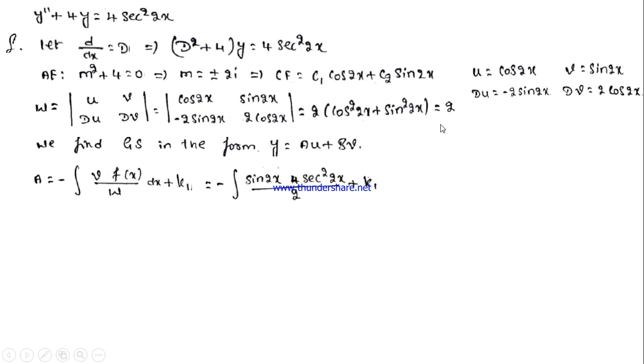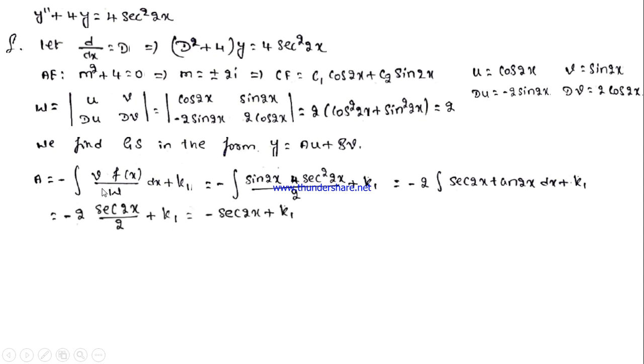Write the formula for a, substitute v, that is sin 2x, f of x is 4 secant square 2x, divide by w is 2 dx plus k1, and you can note 1 secant is written as 1 by cos into sin becomes tan, 1 secant is kept as it is. This is secant 2x into tan 2x. Integration of this is secant 2x by 2, because differentiation of secant 2x is what? Secant 2x into tan 2x into 2. That is what we have written here. So that is nothing but minus secant 2x plus k1. That is what my a value is.